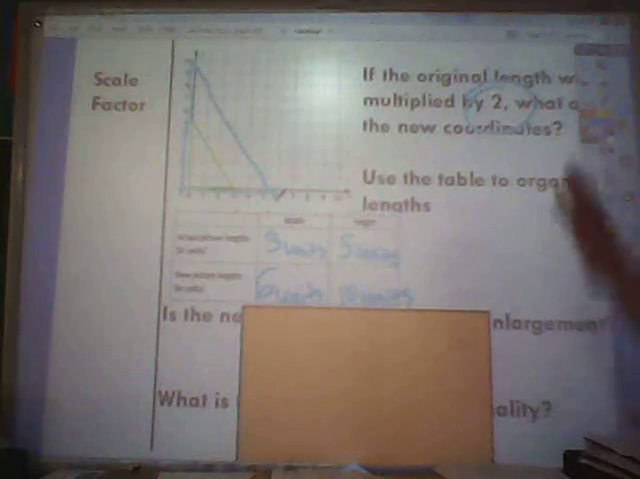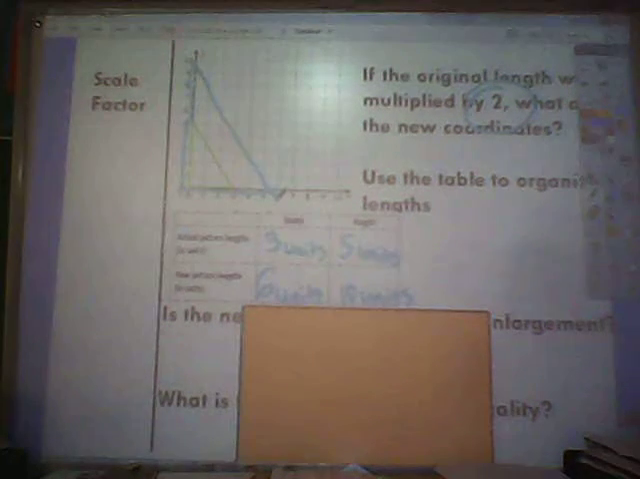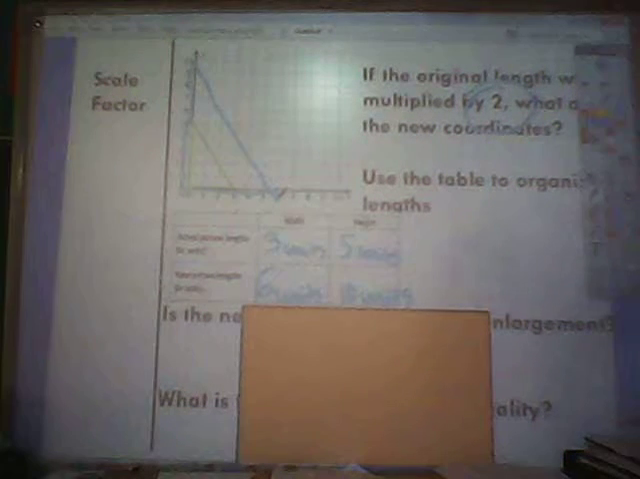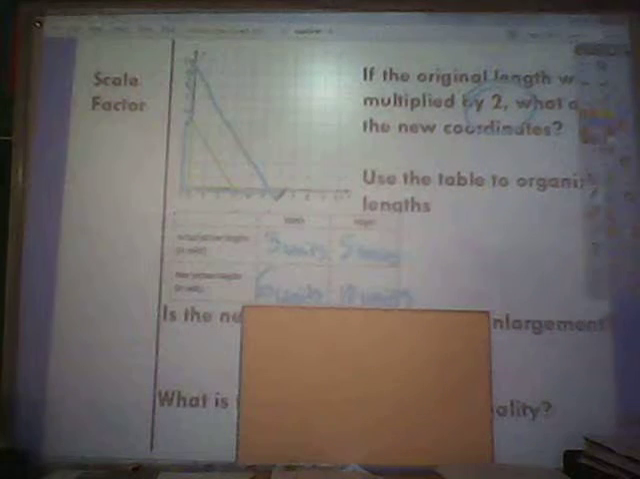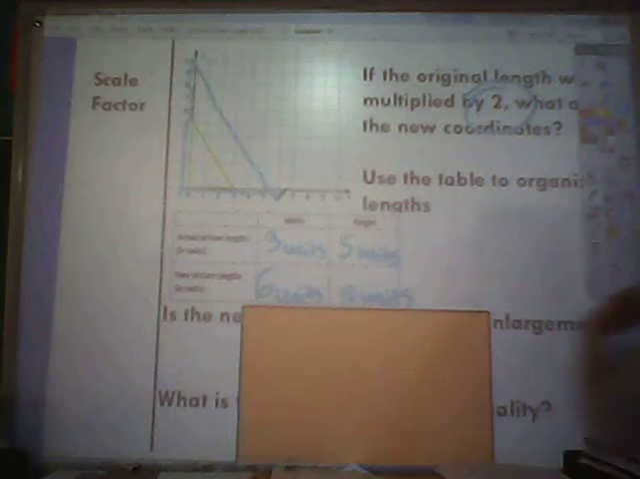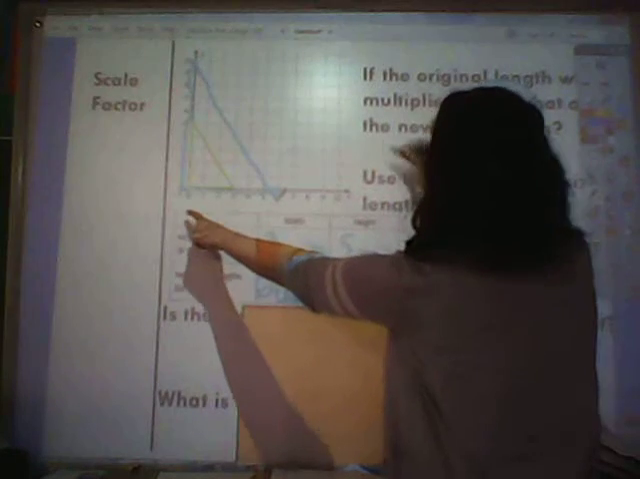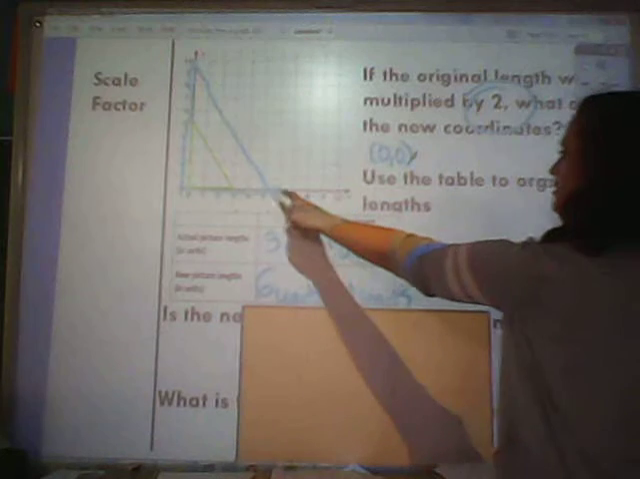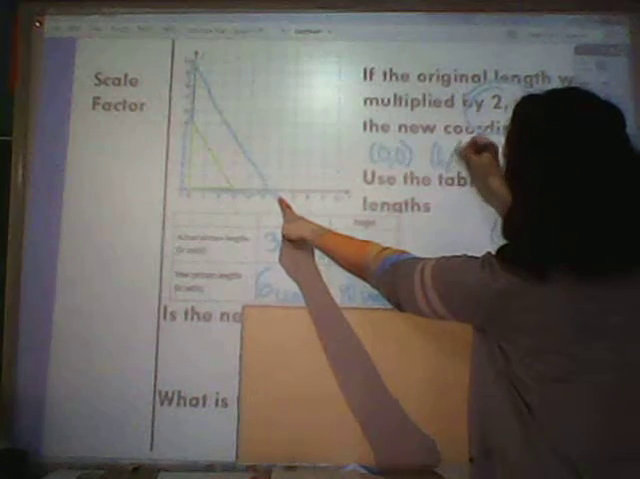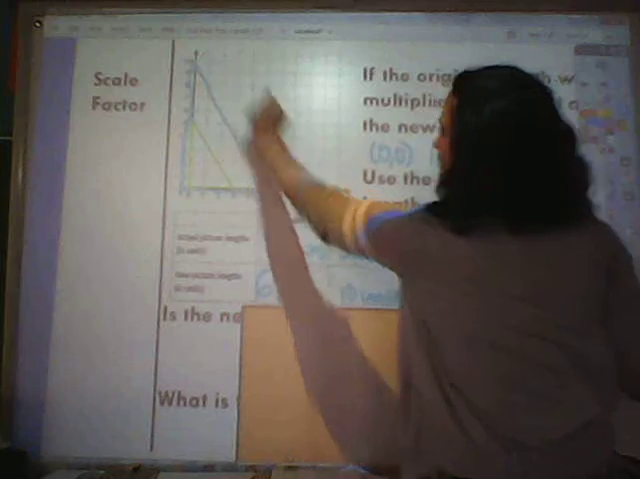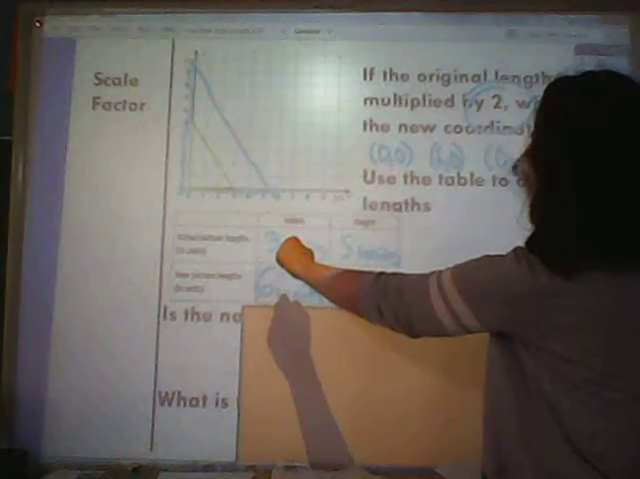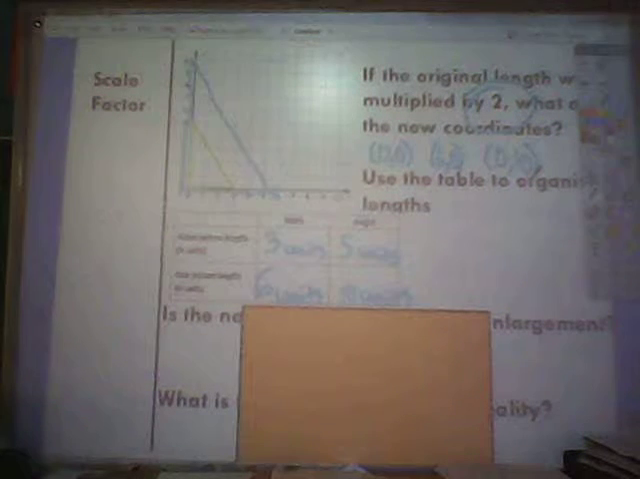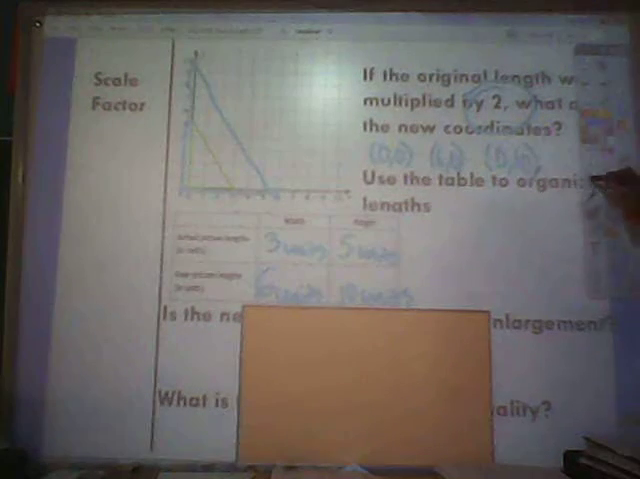Okay? So we can already tell just by looking at that image that it is 2 times the size of our original image. But my first question said, what are the new coordinates for my triangle? Let's find the coordinates. This first coordinate is going to be 0, 0. My second coordinate is going to be 6, 0. And then my third coordinate for the tip of my triangle is going to be 0, 10. So I have my coordinates. I filled out my table. Let's see what else we have to figure out.